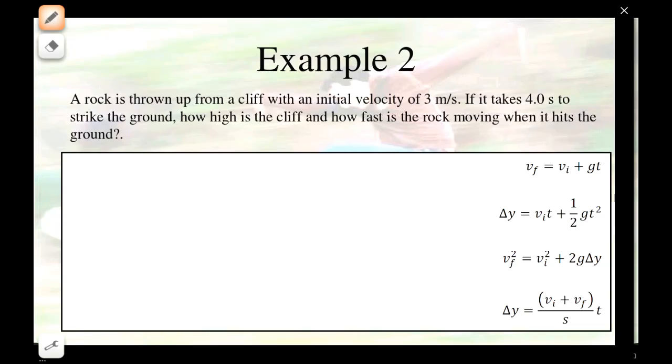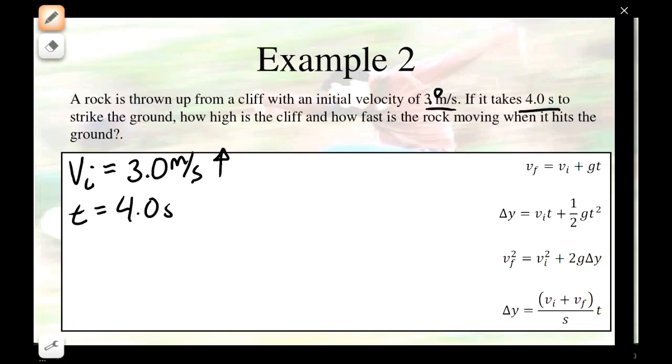So we have a rock that's thrown up from a cliff with an initial velocity. So I have an initial velocity, and it's 3.0 meters per second. Let's make that 2 significant digits so that when it comes time to the end, I can keep 2. This is going up because it's positive, so this 3.0 meters per second is up. Then it takes 4 seconds, so time equals 4.0 seconds to strike the ground. How high is the cliff, and how fast is the rock moving when it hits the ground? Let's start with how high is the cliff. So that's delta y.